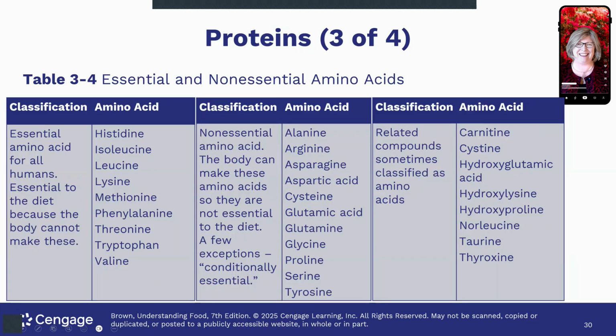This is a good classification slide. Like I mentioned, we classify everything in nutrition. Here's your essential amino acids here, your non-essential amino acids here, and then some other compounds that will get classified as amino acids. They're here. Now, back to your non-essential, some of the non-essential amino acids can be what we call conditionally essential if there's something missing that the body needs to form this amino acid.